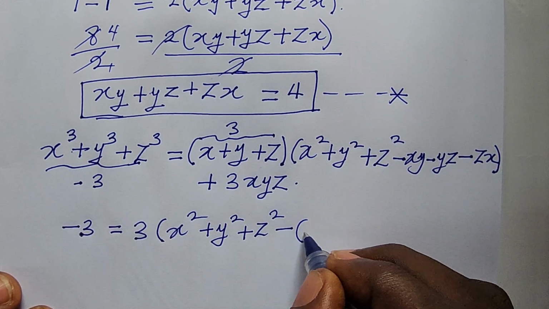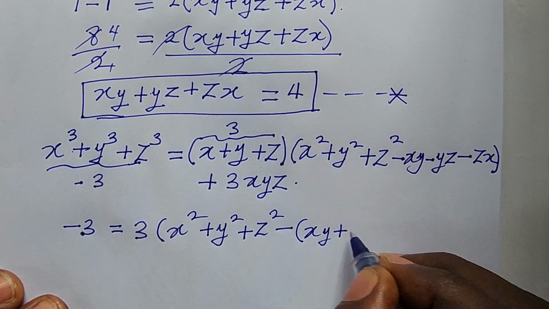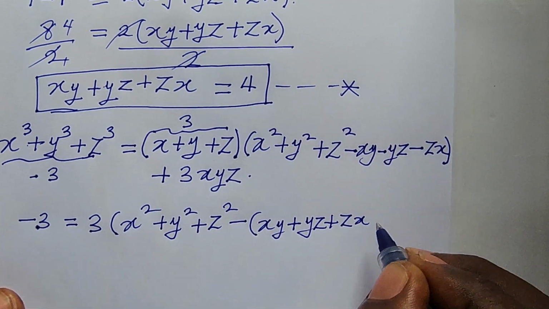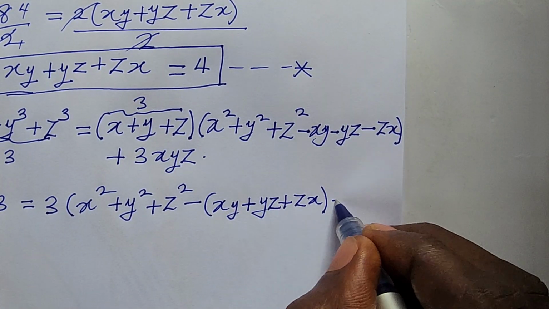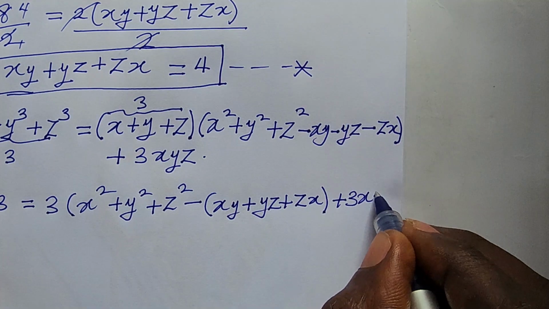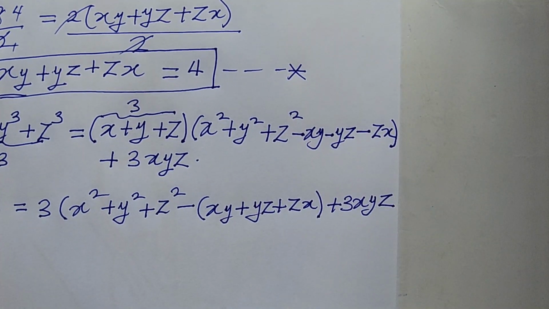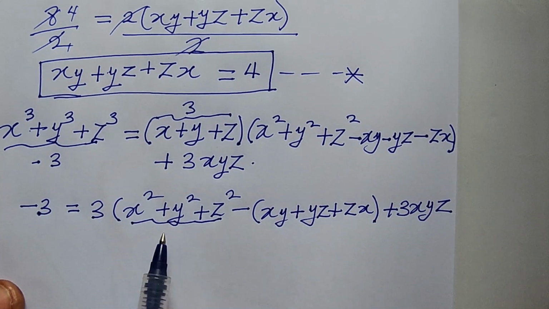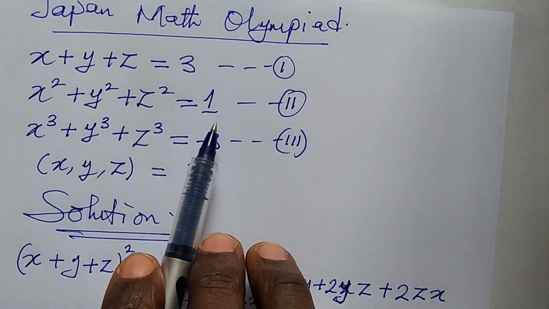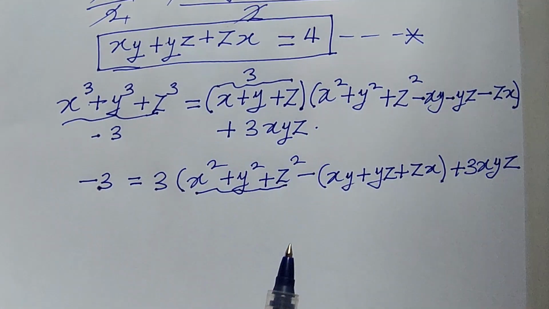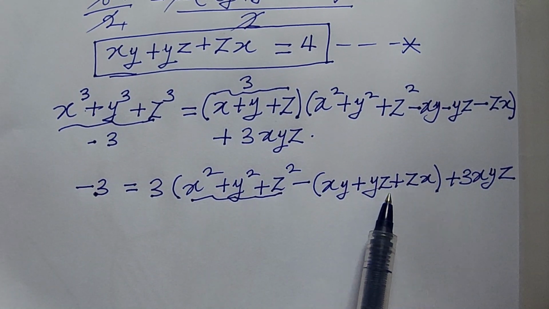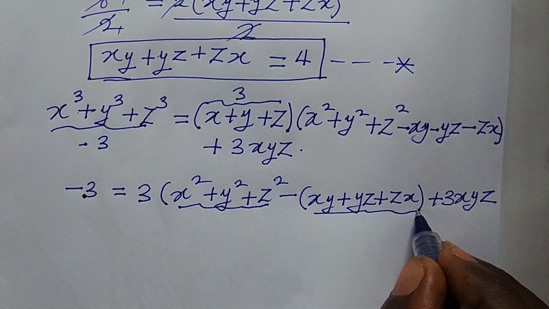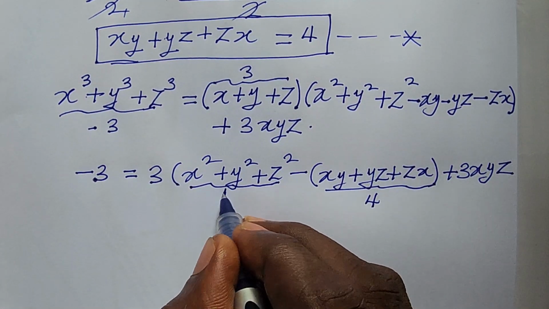So yeah, bracket here, xy plus yz plus zx, close bracket, there plus 3xyz. Again, we know that our x squared plus y squared plus z squared is given to be 1. And again, we know that our xy plus yz plus zx we solved for it to be 4 already. So we know the whole of this is 4, the whole of this is 1.